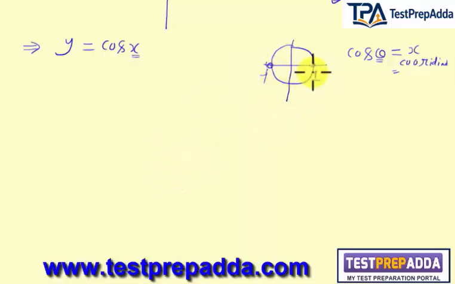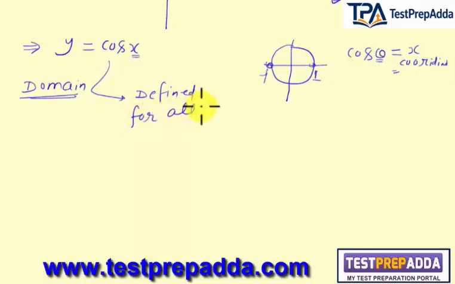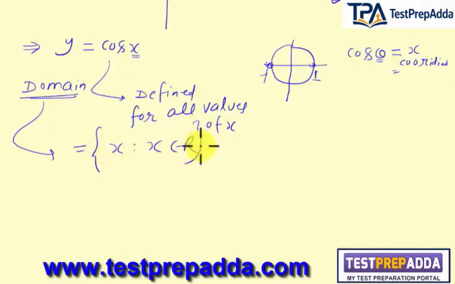So it is defined for all values. So if I say domain, then you will say it is defined for all values of x. All values of x. So domain, if I write, it will be x, where x belongs to R.